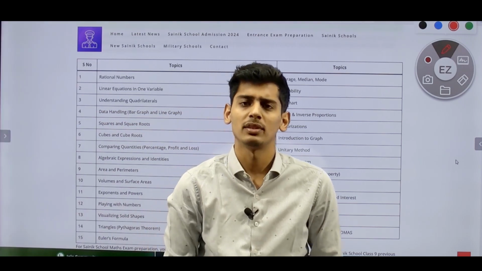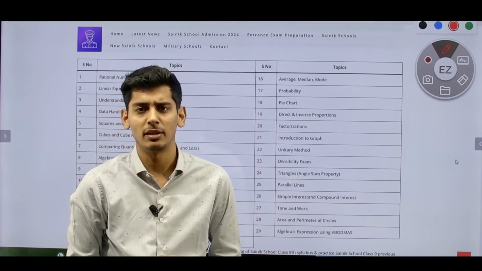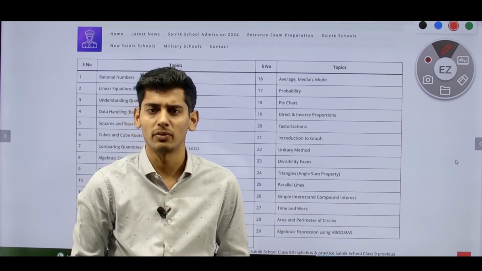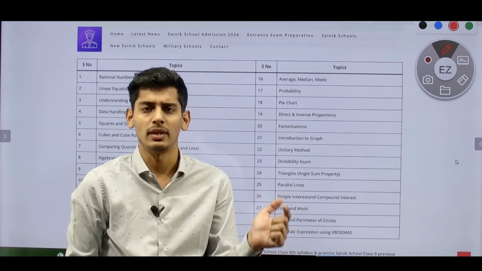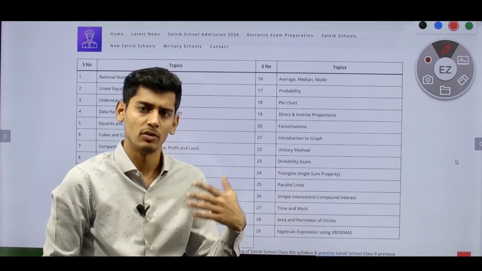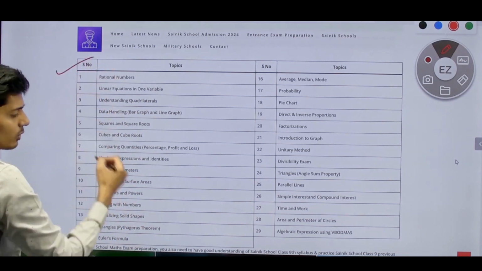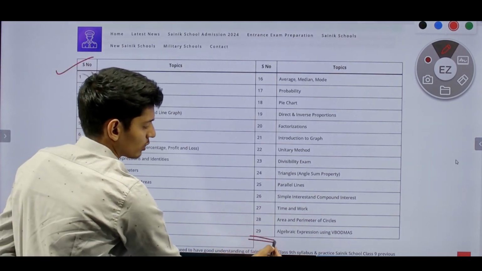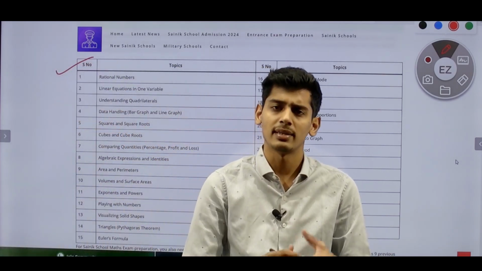The syllabus of mathematics, which is reflected on your screens, is recommended by the National Testing Agency, which is the conducting body for the All India Sainik School Entrance Exam. The acronym for the All India Sainik School Entrance Exam is AISSEE, which will be 2024 for this one. For mathematics, we have in totality 29 chapters. What we do is make the entire syllabus more efficient.